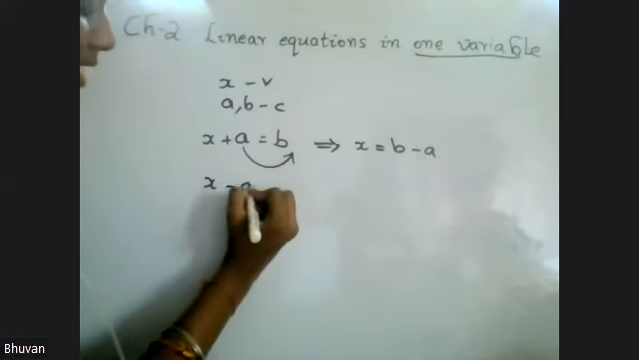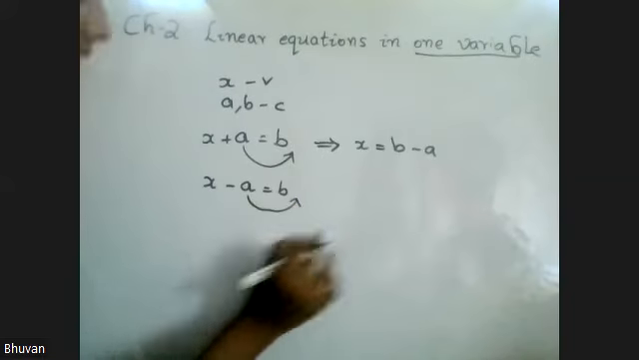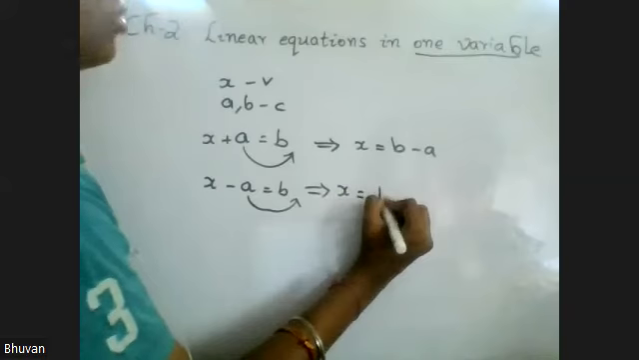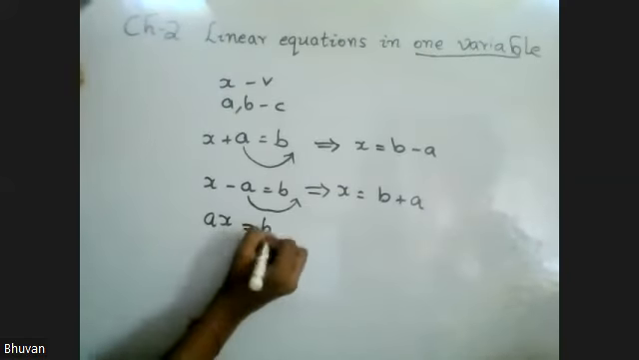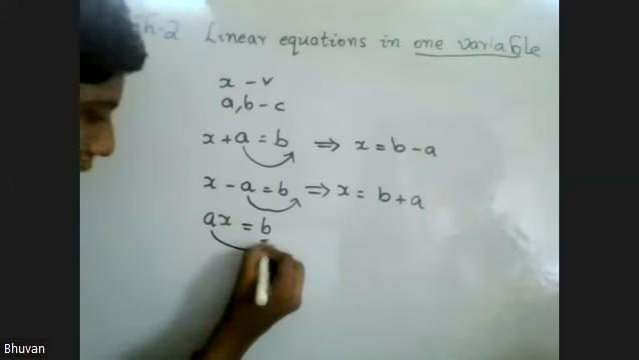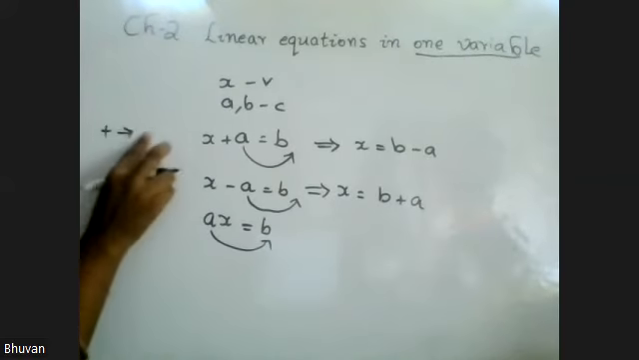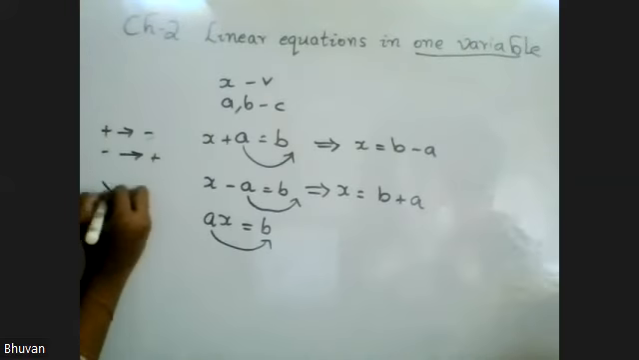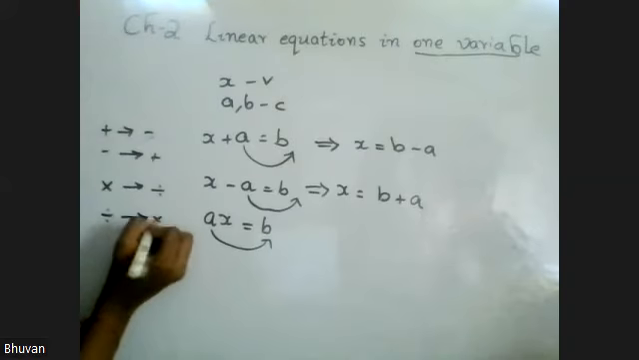So x minus a is equal to b. When this minus a gets converted to the right hand side, its sign changes. Here it's minus, so it becomes plus: x is equal to b plus a. Now ax is equal to b. In order to get the value of x, we can transfer this. Addition will get converted into subtraction, subtraction will get converted into addition, multiplication will get converted into division, and division will get converted into multiplication.